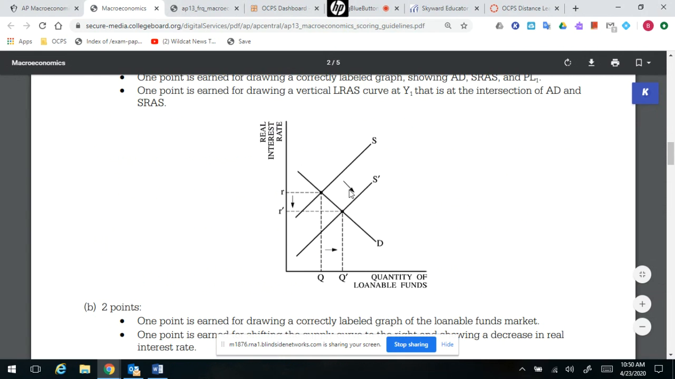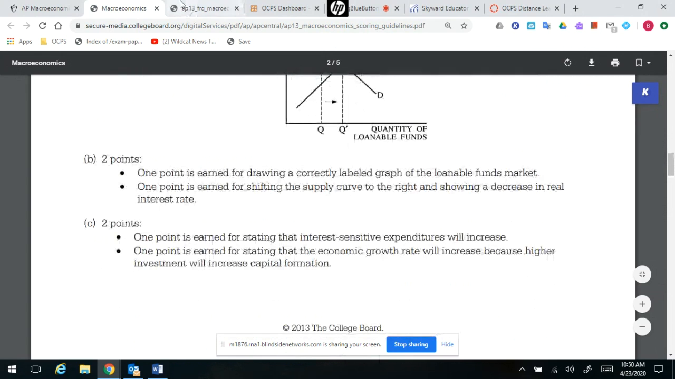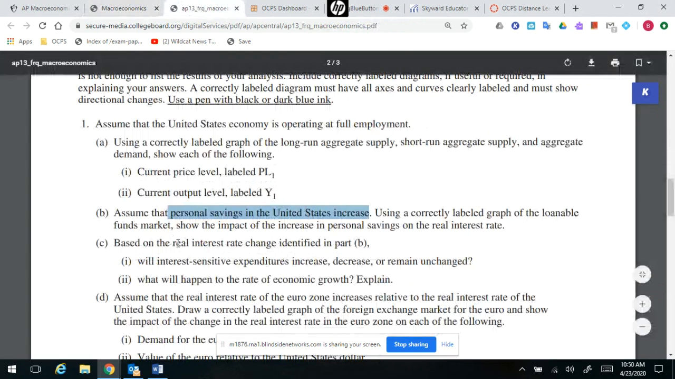When there's an increase in supply of something, it should now cost less to get it if there's a plethora of it, if there's a large supply. So interest rates will decline. Based on real interest rate change, that was going down, interest rates went down. Will interest sensitive expenditures, which is just a fancy word for spending, increase, decrease, or remain unchanged?